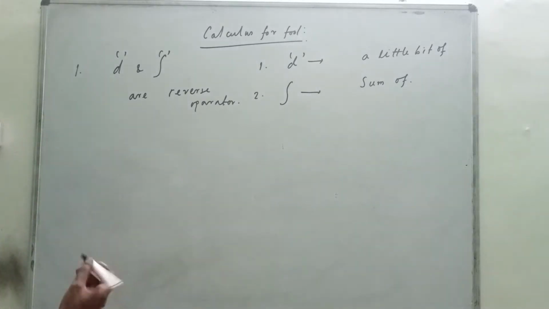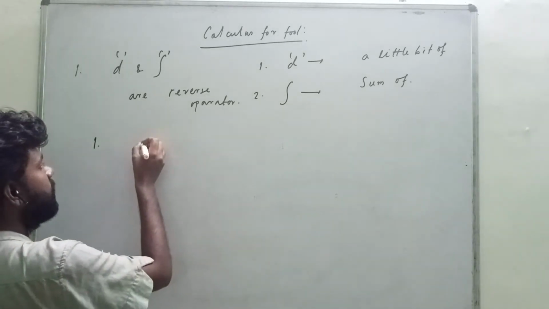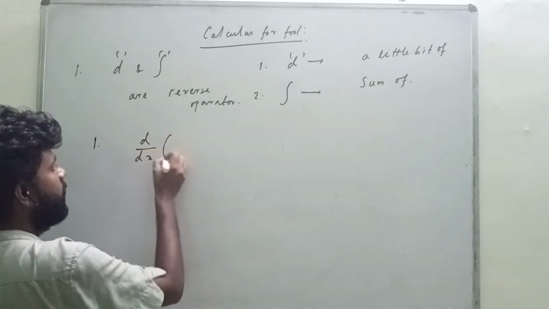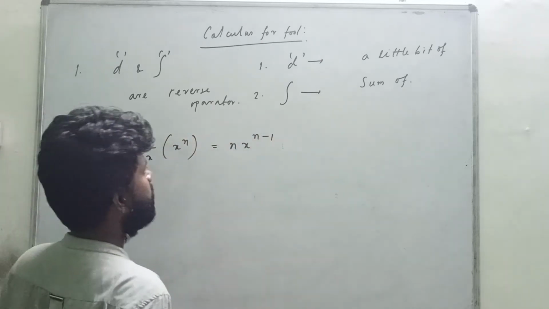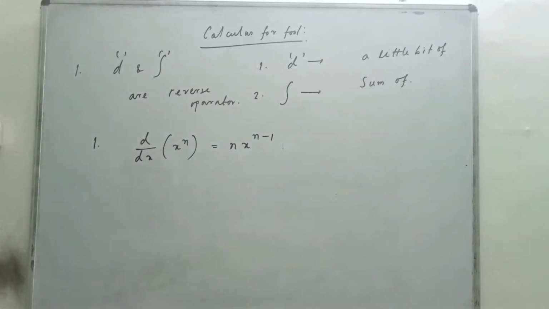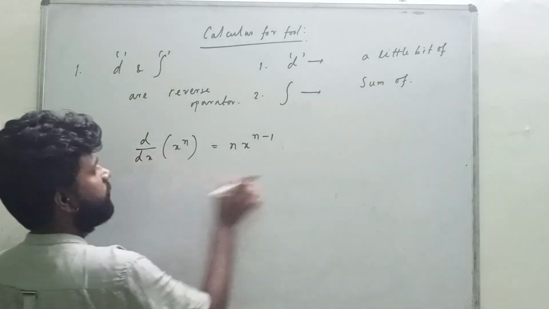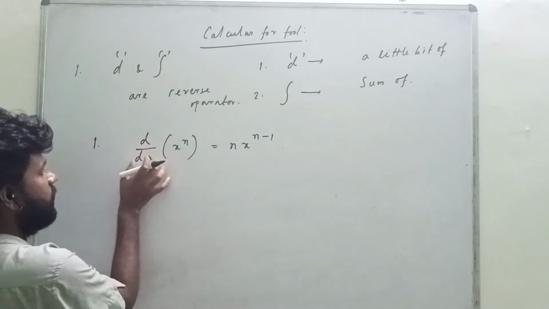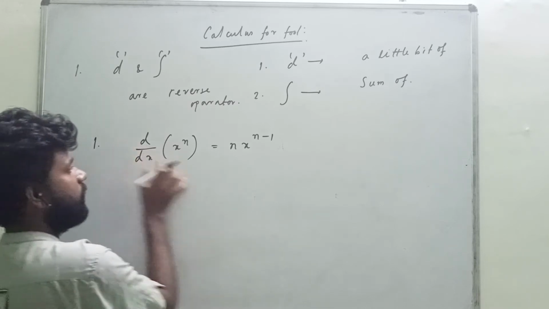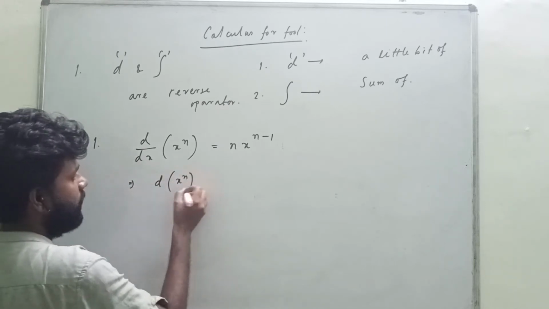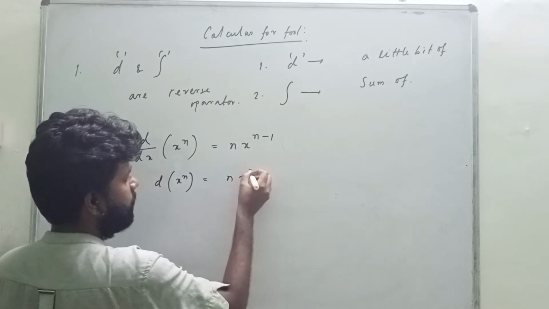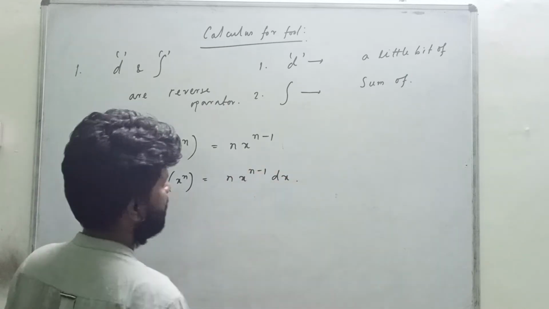Now, we actually have the first formula of the derivative. What was that? d/dx of x^n is actually n x^(n-1), right? So, if you just cross multiply here, dx in the denominator goes across, and what will you get? d of x^n equals n x^(n-1) dx. This is very simple.